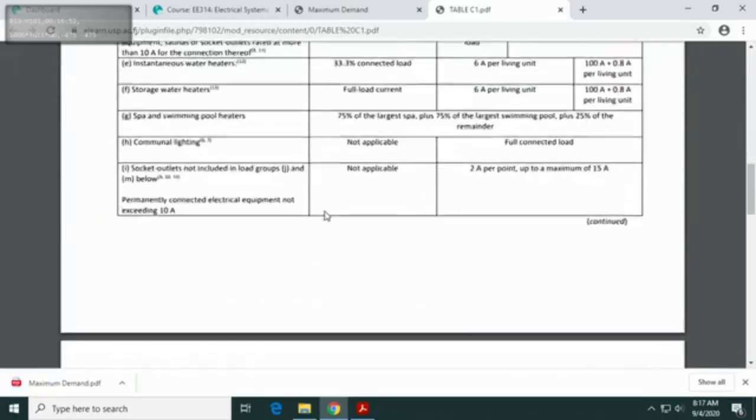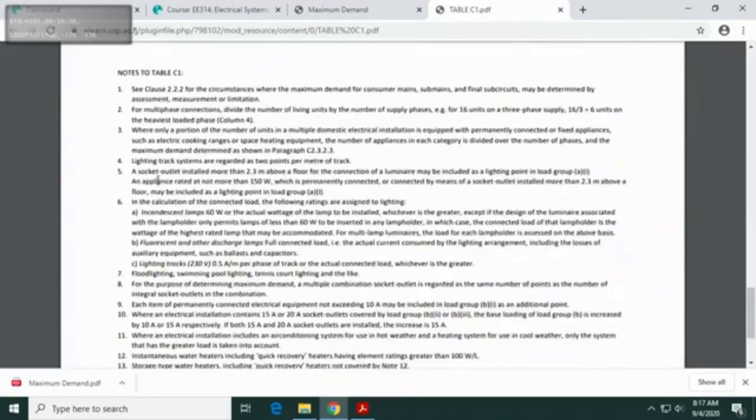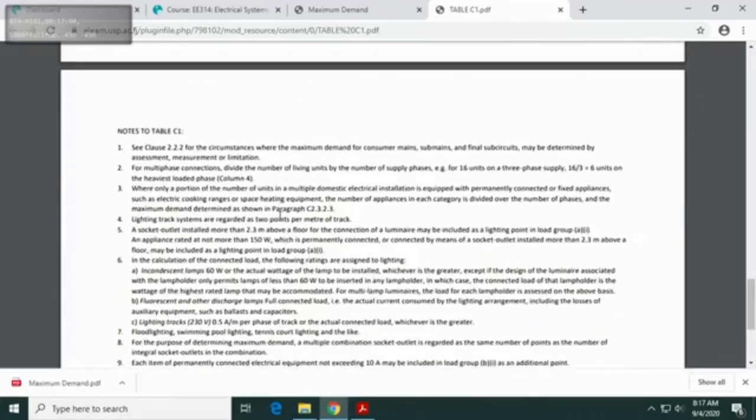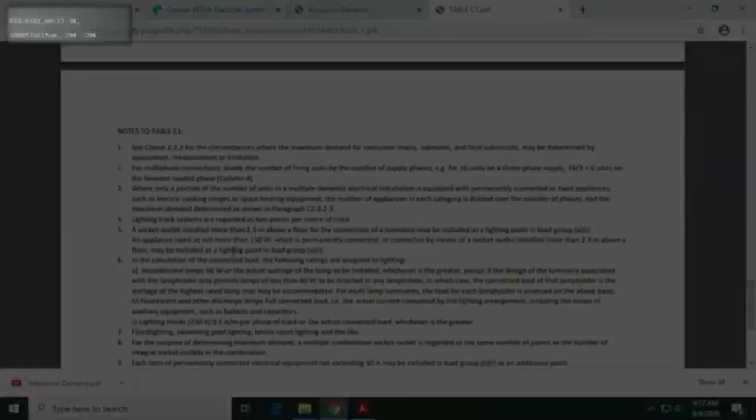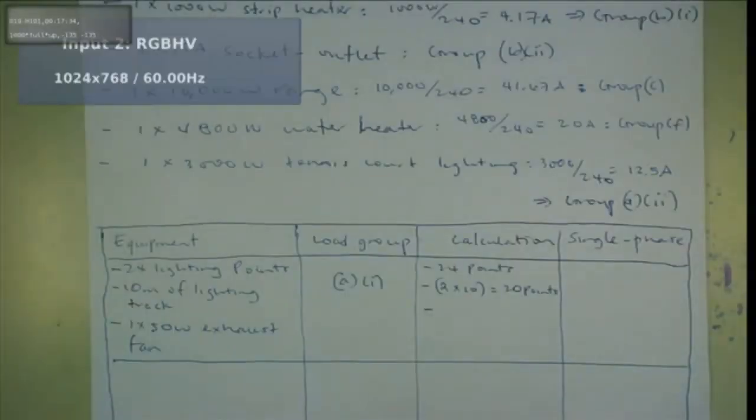The exhaust fan from note 5, and note 5 states: a socket outlet installed at more than 2.3 meters above the floor for the connection of aluminum may be included as a lighting point in group A1. An appliance rated not more than 150 watts, which is permanently connected or connected by means of socket outlet installed at more than 2.3 meters above a floor, may be included as a lighting point. It means this becomes a lighting point, right? So this will add as 1 point.